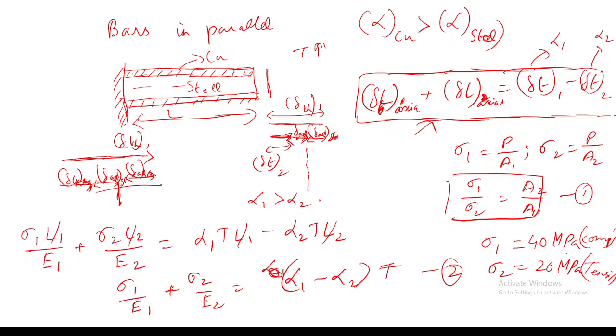So when the temperature is increasing, we can conclude that compressive stresses will be developed in the bar which has a higher coefficient of thermal expansion, whereas tensile thermal stresses will be developed in the bar which has a lower coefficient of thermal expansion. For example, here alpha 1 is greater, right? So here sigma 1 will be compressive and sigma 2 will be tensile, for the heating case alone.